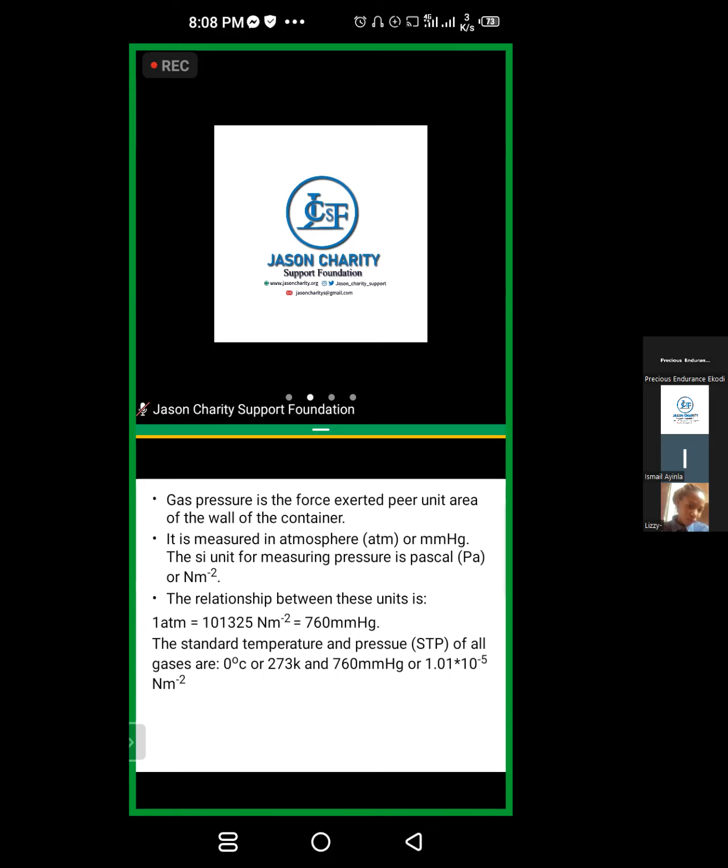Why this is important is because of what we call STP, which is the standard temperature and pressure. The temperature is 0 degrees Celsius or 273 Kelvin, while for the pressure it is 760 millimeter mercury or 1.01 times 10 raised to the power 5 Newton per meter square. Sorry about that, it should be 5, not minus 5.